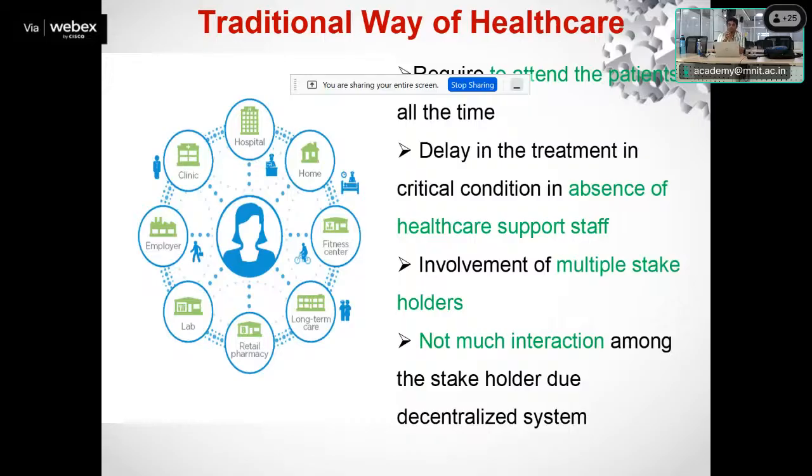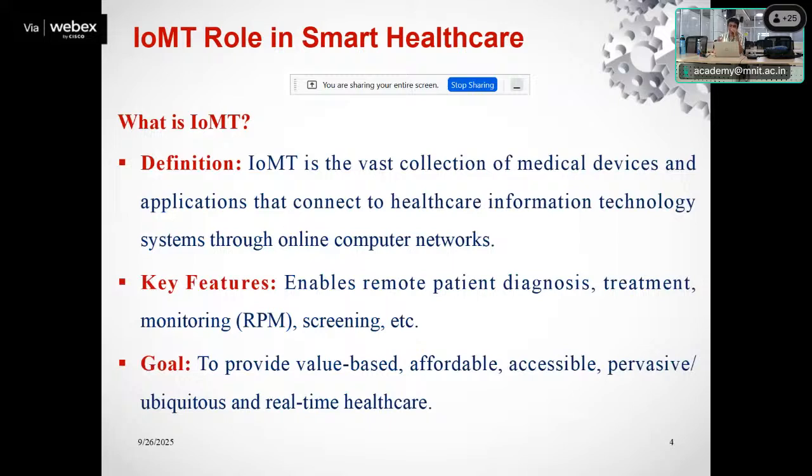So in smart healthcare, what we want is that all the stakeholders should be connected with each other and share information among themselves. That is the motivation behind moving from traditional healthcare to smart healthcare. Now, the IoT role is very important. Whenever I use IoT in the medical or healthcare domain, I call it the Internet of Medical Things, that is, IoMT.